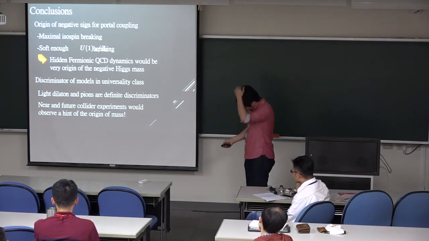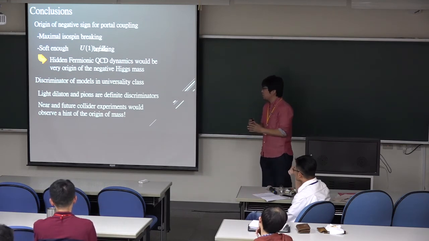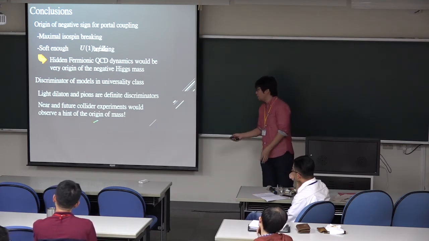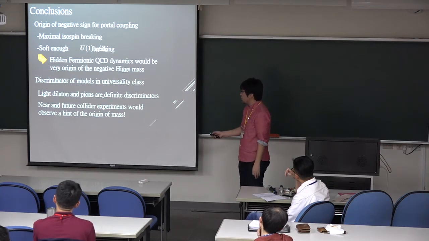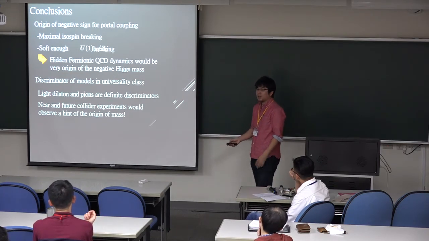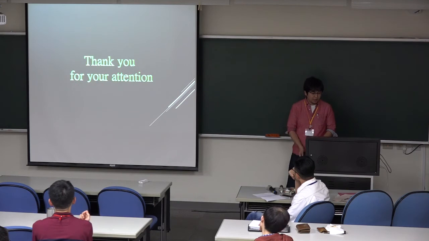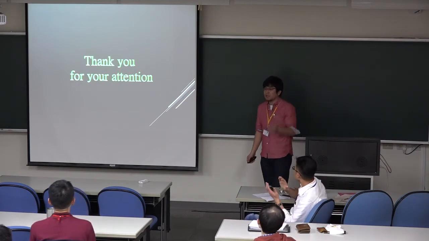And a near or future collider experiment will deliver some hint of the origin of masses, because we could see this kind of pion in the collider experiment. All right, that's all. Thank you very much.